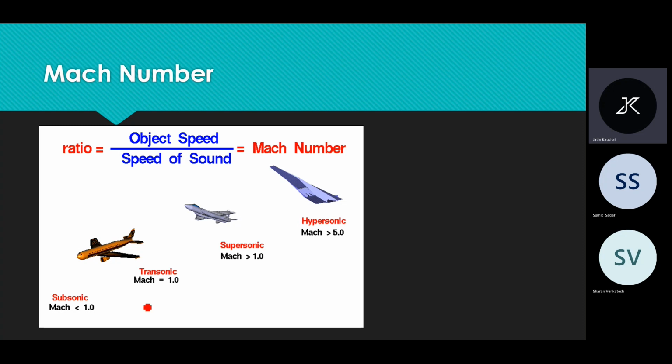And when the object speed is equal to the speed of sound, they are known as transonic. Then supersonic travels above the speed of sound, and hypersonic travels much faster than the speed of sound, a lot faster than the speed of sound.